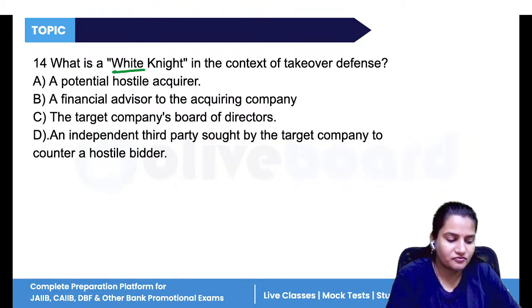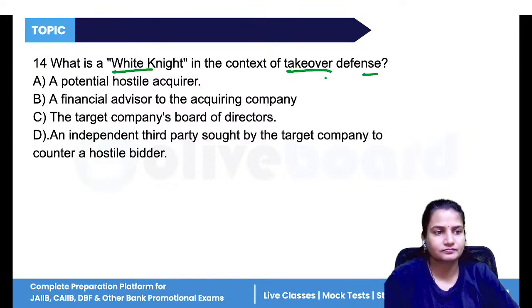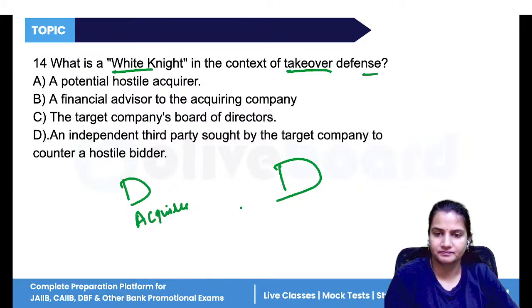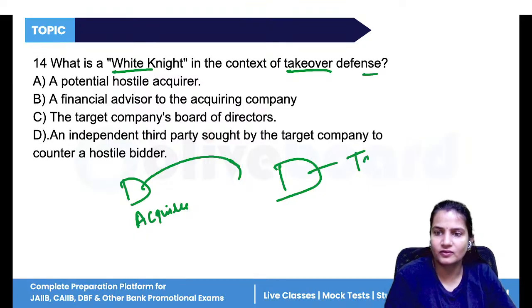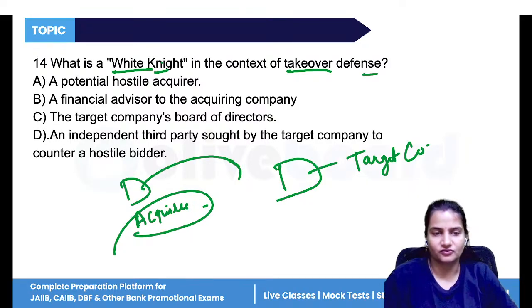Now, question number 14. What is a white knight in case of a takeover? Now, suppose two companies are there. One is the acquirer company. This company wants to acquire another company. Now, the company which the acquirer wants to acquire is known as the target company. Now, in the takeover process, what is a white knight called? So, what is a white knight?